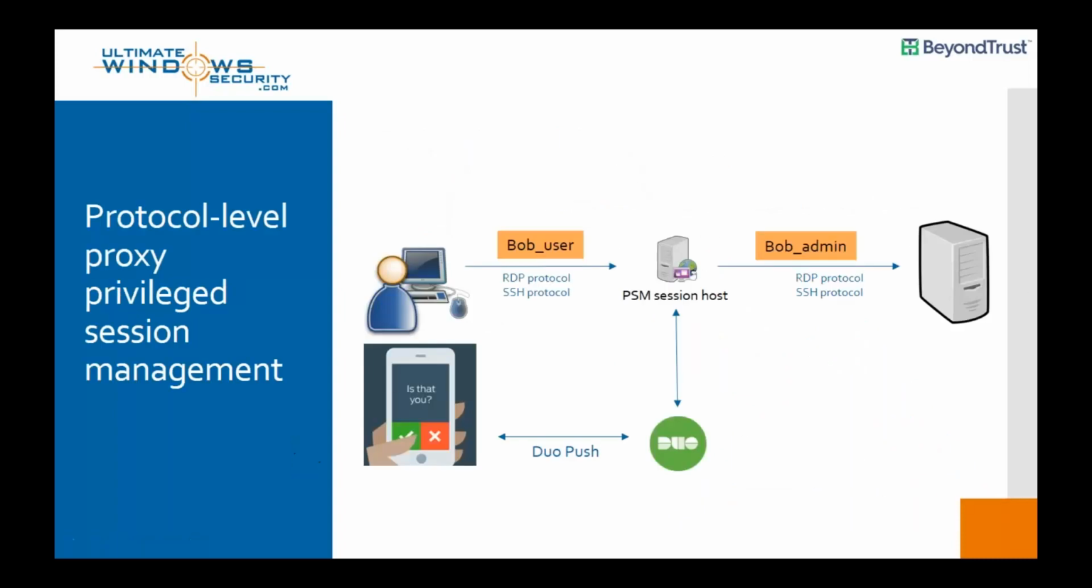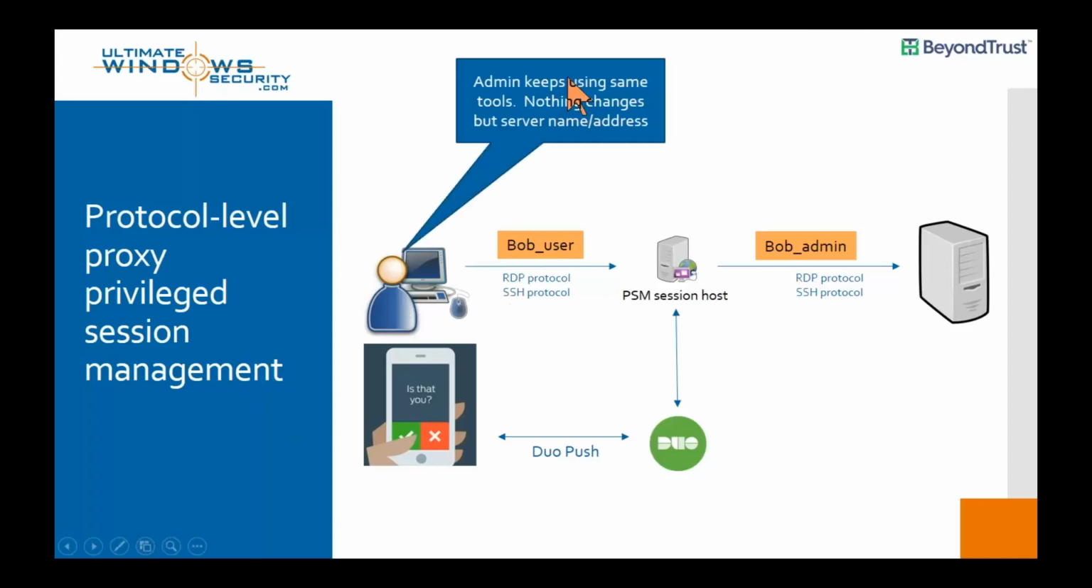So when we're talking about privileged session management, we've talked about it being clean in that the password never hits the endpoint and is never revealed to the admin. The second requirement you'll remember was that it include human presence two-factor. The third requirement is that it's protocol level, and if it's protocol level, here's what we're talking about. The admin keeps using the same tools he or she has always used. Nothing changes but the coordinates that you save in that tool for establishing the session.